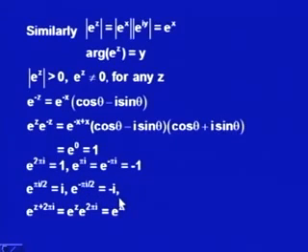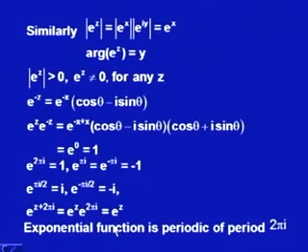Further, e^(z+2πi) is equal to e^z multiplied by e^(2πi), and since e^(2πi) we have already proved to be 1, I can say e^(z+2πi) is equal to e^z. From here one can notice that the exponential function is a periodic function of period 2πi. This period is imaginary. So in this sense the exponential function is periodic.